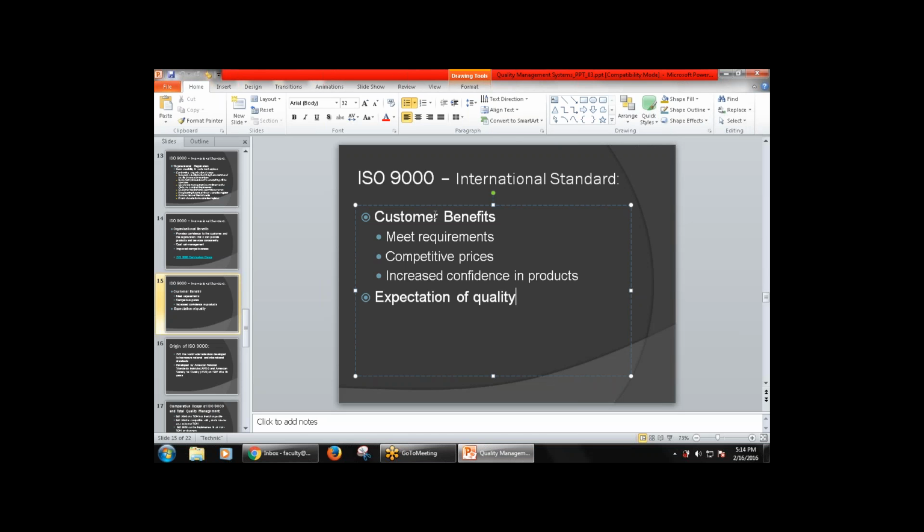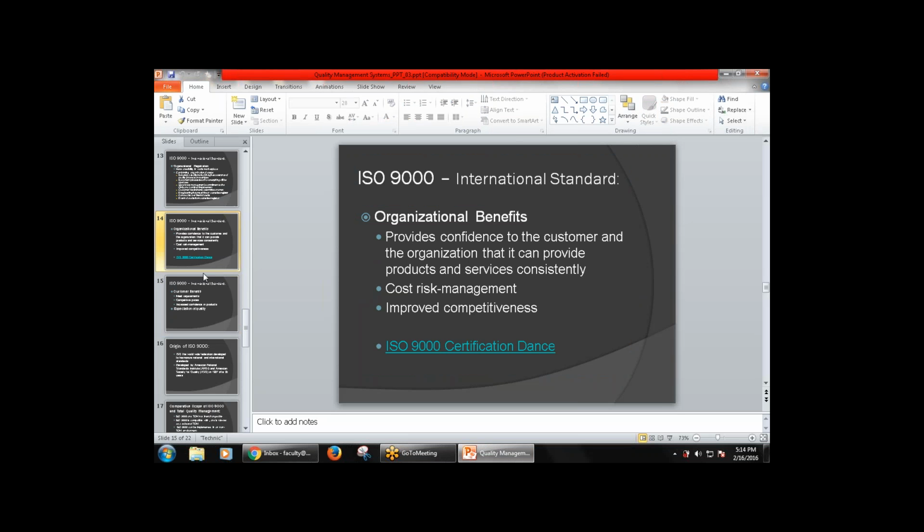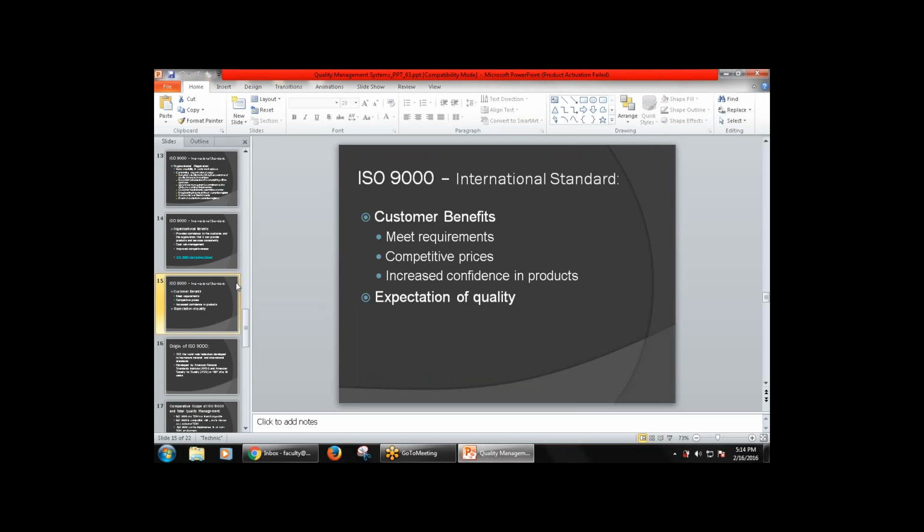So the next part is what are the various customer benefits available in the ISO. How will the customer benefit from the ISO 9000 standards? The first one is meeting the requirement, that is used to bring down the requirement of the customers.